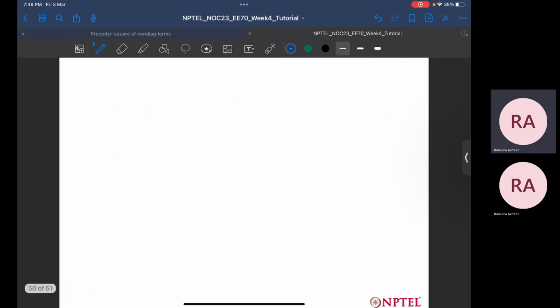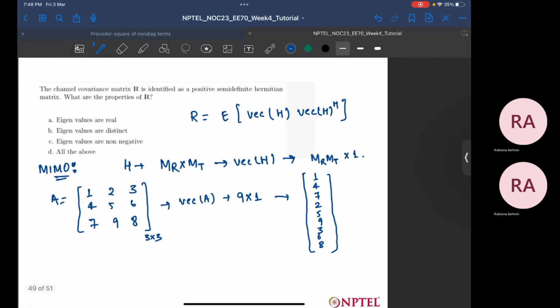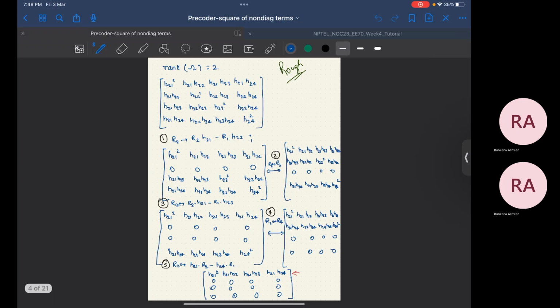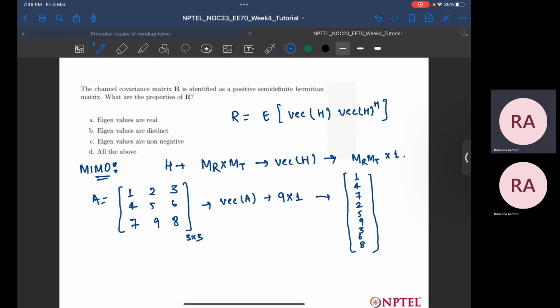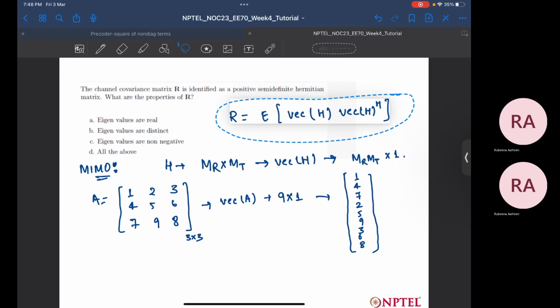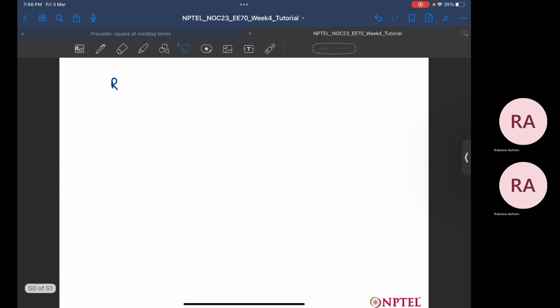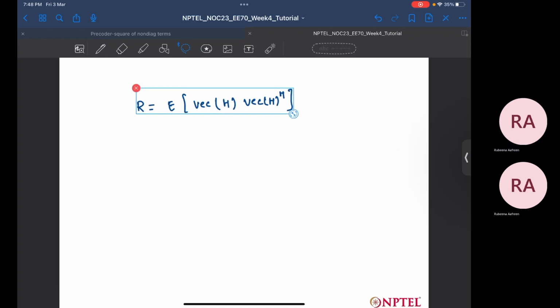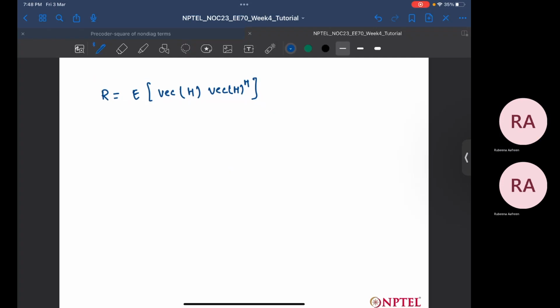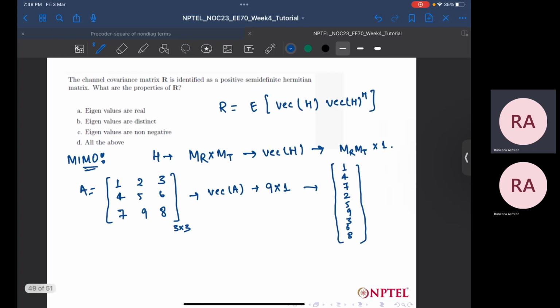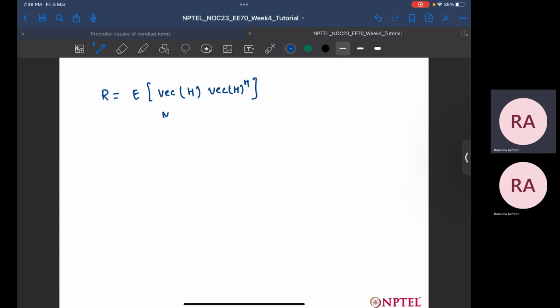Okay. So we are seeing the R matrix. So this is the covariance matrix R. So vec of H is of the size MRMT cross 1, right? So this would be multiplied by the Hermitian of this one, that is 1 cross MRMT.